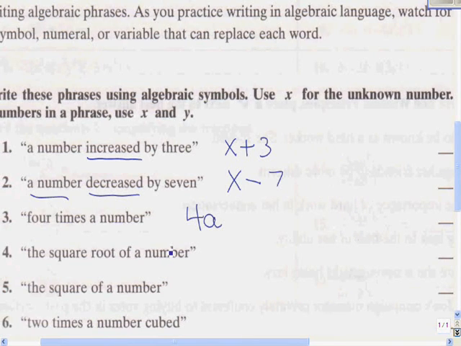The square root of a number. This is a radical symbol here. It's not a division sign, it's a radical symbol. And what the radical symbol is communicating is that it wants you to find the square root of a number. So if I have a radical with a number inside the radical, that number is called the radicand.